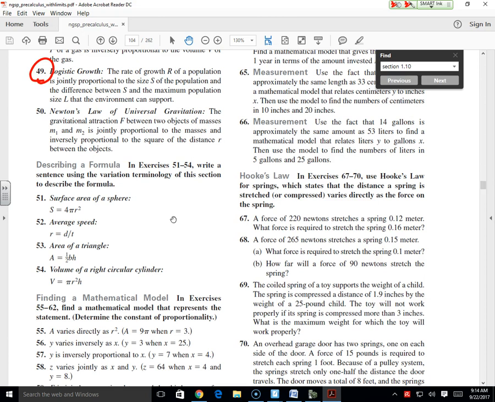The rate of growth R, that's one of our players, right? Jointly proportional to the size S and the difference between S and the maximum population L. It happens a lot in math, I just need to stop reacting. So anyway, the rate R is jointly proportional to the size S and the difference between S and L. Now I didn't miss any squares or square roots or anything like that, right?